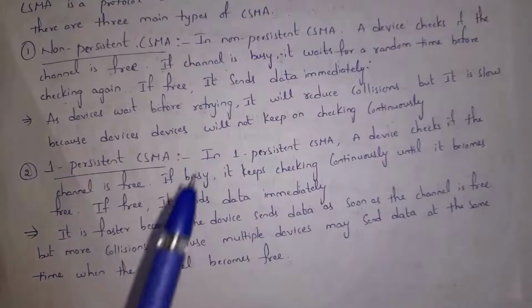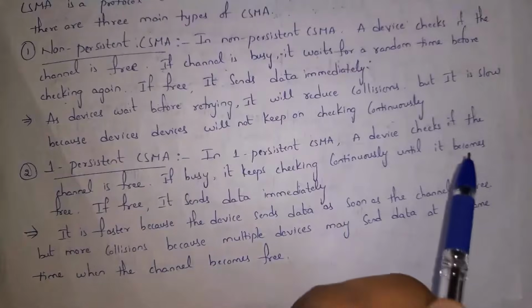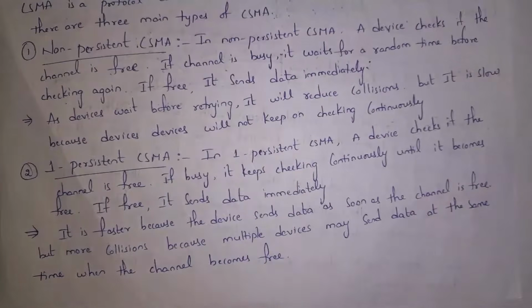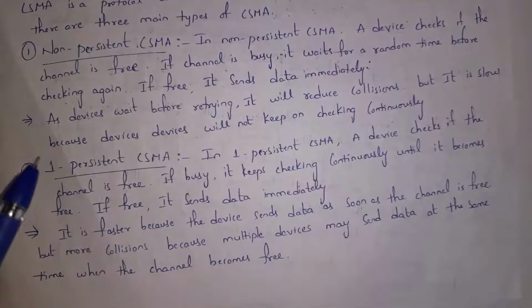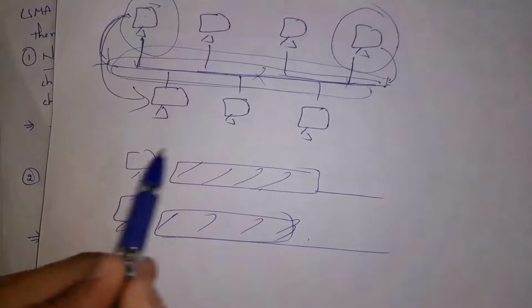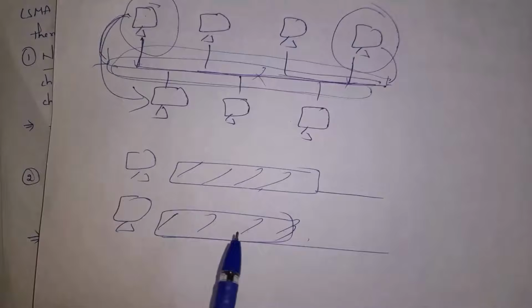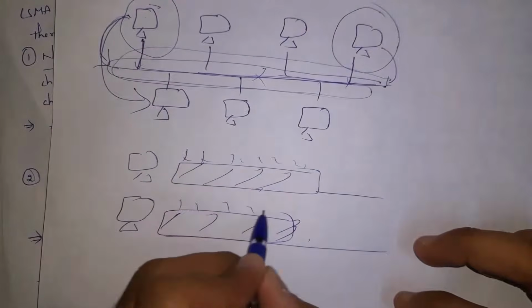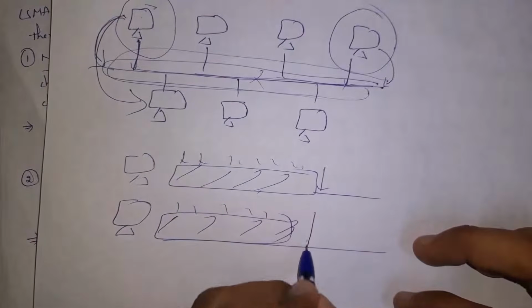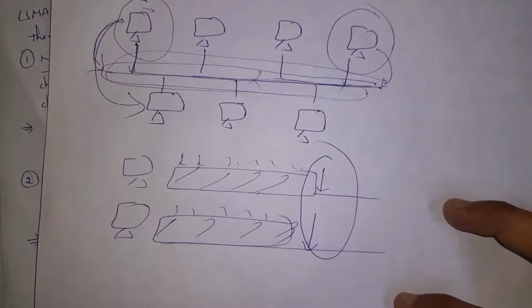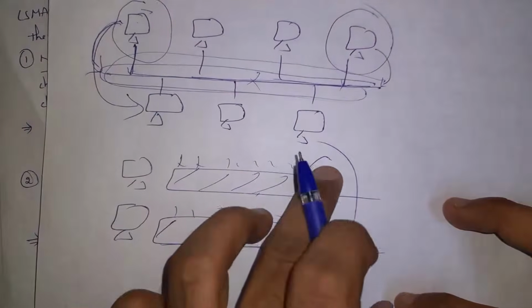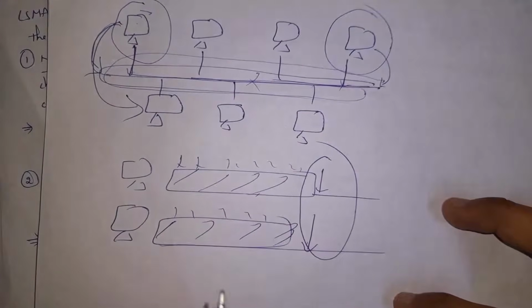Whereas in one-persistent CSMA, the device will keep on checking the channel continuously until the channel is free. And if the channel is free, the device will transfer data immediately. So one-persistent CSMA is fast. Just for example, this computer wants to send data, and similarly this computer wants to send data. Other devices are using this channel. So both devices will keep on continuously checking, and immediately when the channel is free, both devices will send data. So again collision will occur because after continuously sensing, both devices will send data at the same time. So here collision chances are very high.